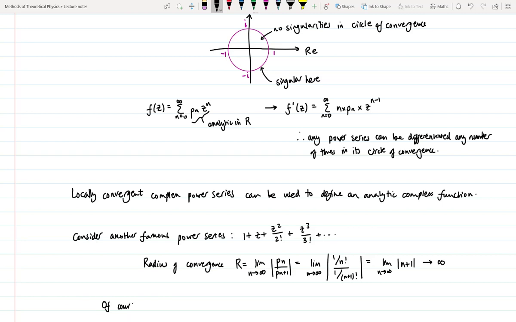Of course, you will have spotted that the power series that we've written here of this form is the expansion of the exponential function. This is analytic throughout the complex plane, and it is therefore an entire function.